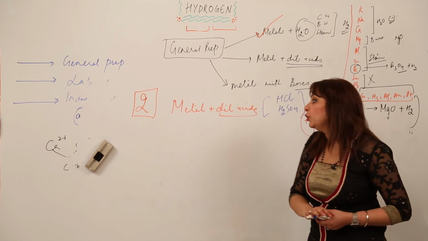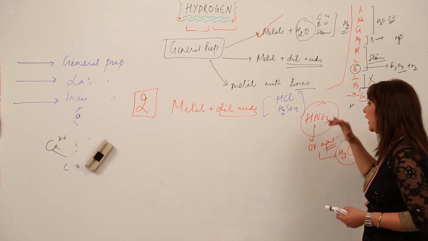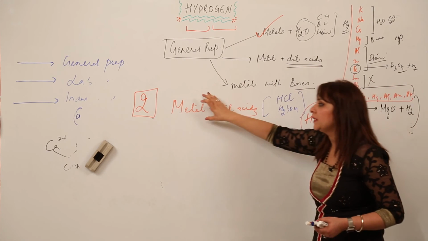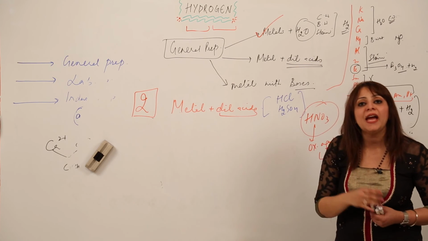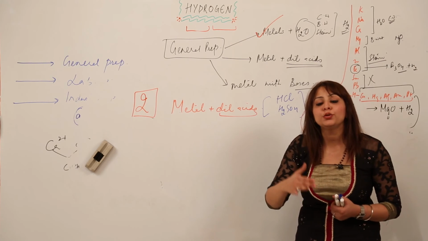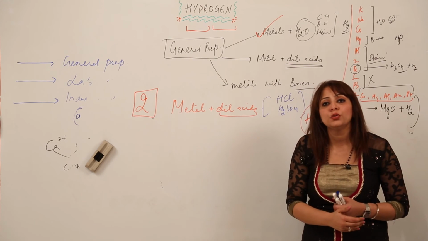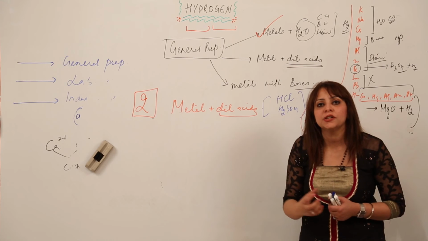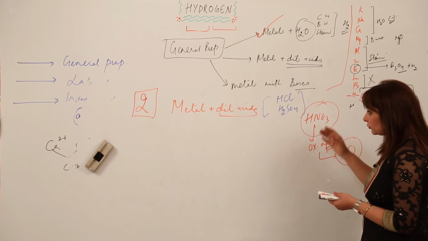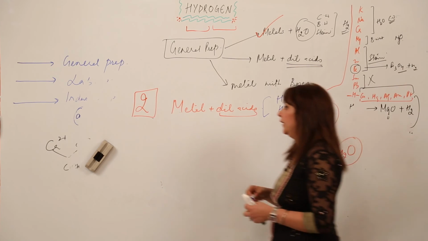Again, I am repeating for you, do not use HNO3 as dilute acid for the preparation of hydrogen from metals, because HNO3 acts as the oxidizing agent. It just oxidizes H2 to H2O. So instead of H2 hydrogen gas, we get the water. So that means HNO3 is not used, right? And I'll be showing you with the examples as well.